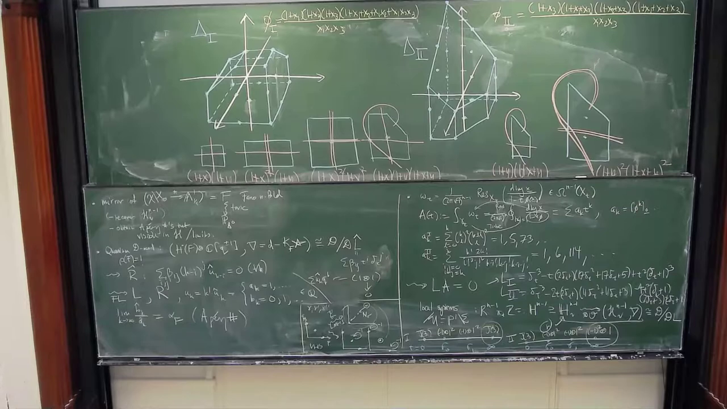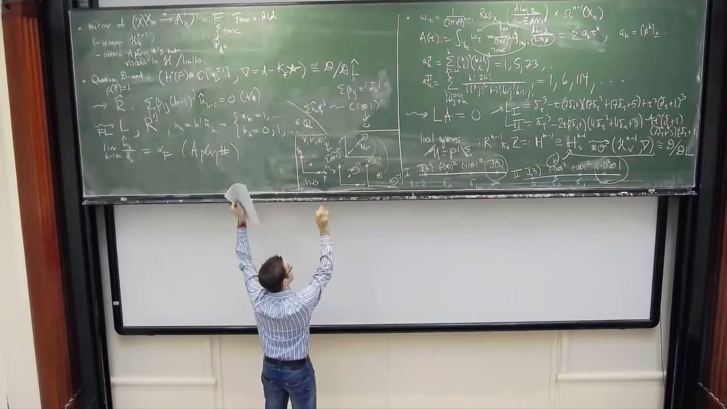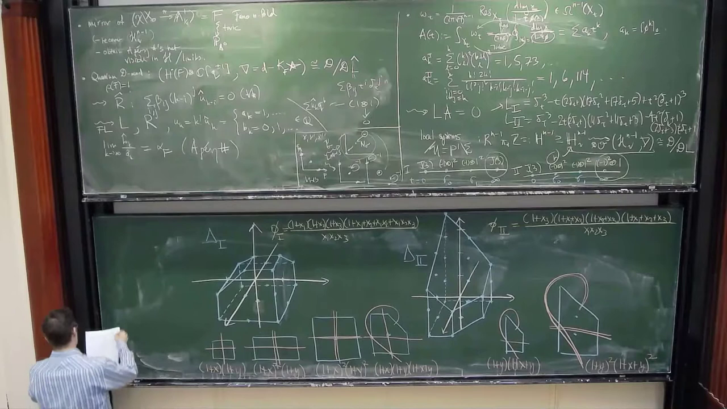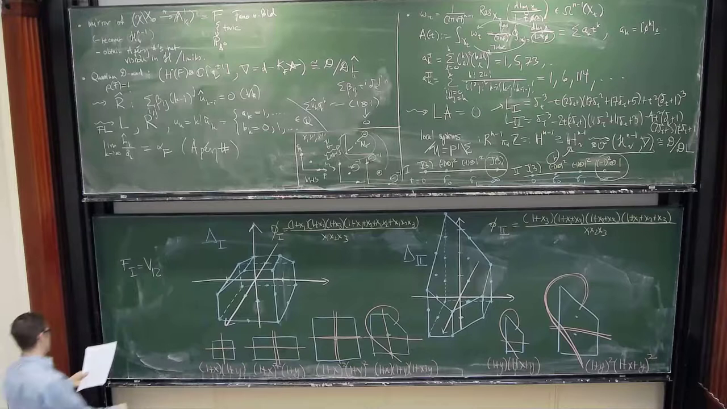Okay, so for future reference, let me actually write on this board what the Fanos in the two cases are. So Fano 1 is the so-called V12. This is some notation. Sorry.